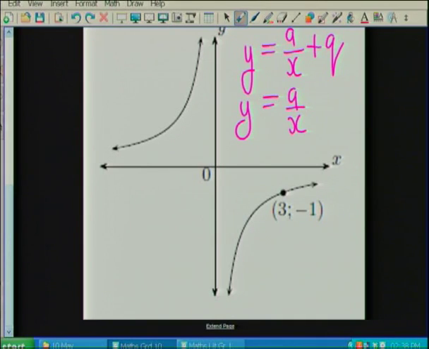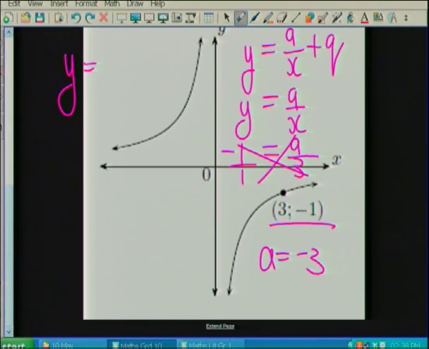And then to calculate the value of a, I'm going to substitute the given point in, and I'm going to say -1 is equal to a over 3. And I think the easiest is just to cross multiply, so a is -3. So the equation of this graph is y is equal to -3 over x. Again, the fact that a is negative is consistent with my sketch, because I know if the hyperbola lies predominantly in the second and in the fourth quadrant, then I am dealing with a negative a value.